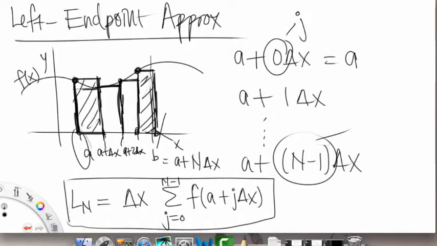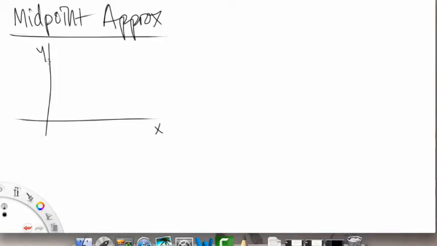And lastly, we did right, we did left, and now we'll go on to something different, and that's called midpoint approximation. So we're going to do that one now. Graphically, this one is going to look like the following. We have x and y. Here's our graph, let's say. It's a little bit different.